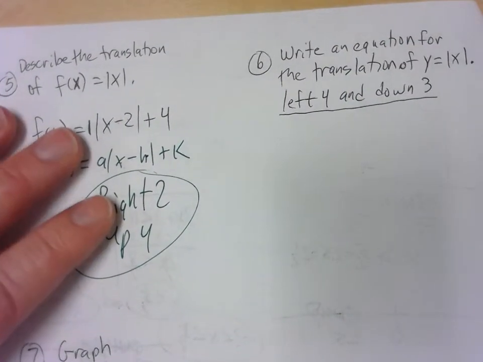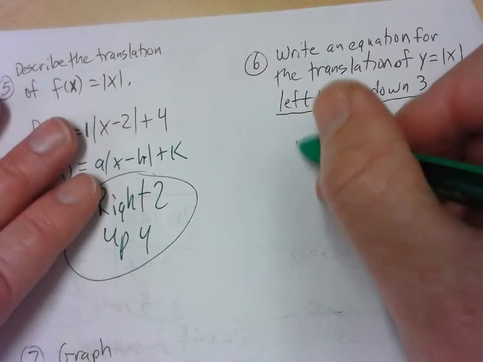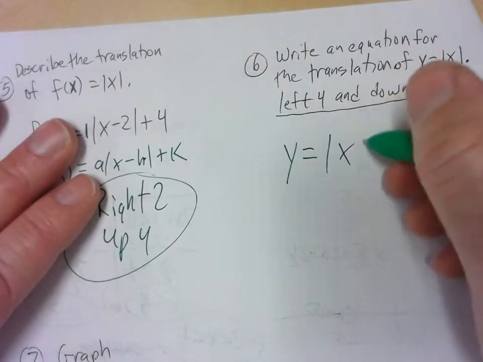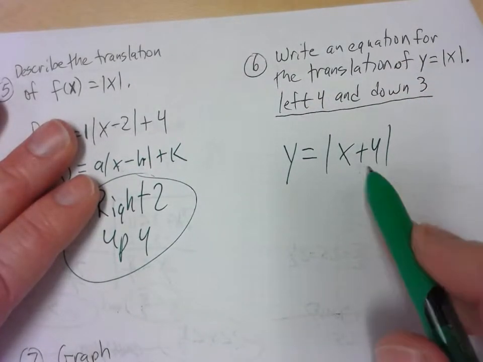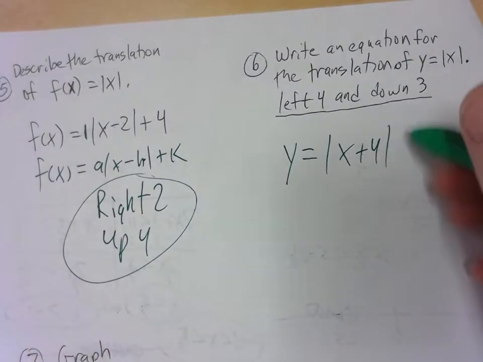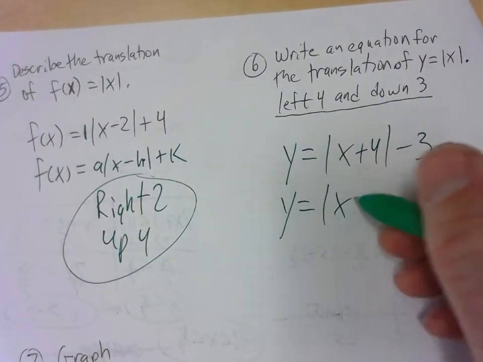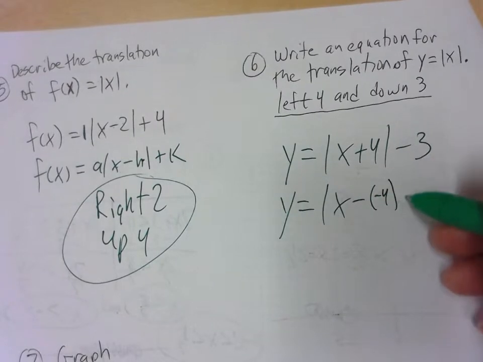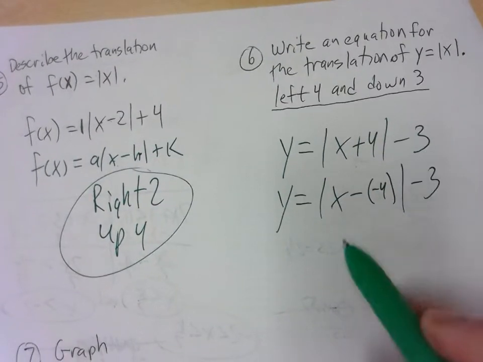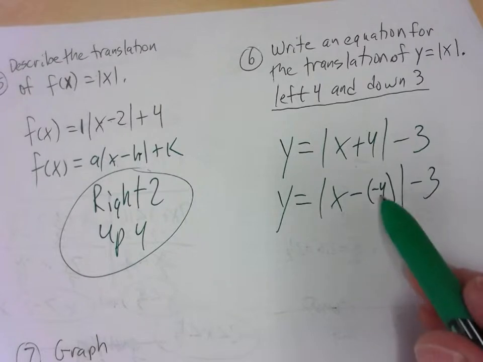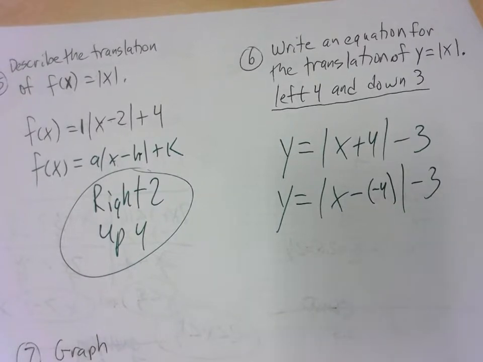Okay, so now we have to do left 4. Well, we're going to do that right now. So left 4 would be x plus 4. So there's a double negative you're not seeing there, and then down 3. So really what's happening here is it's x minus a negative 4 minus 3. So the double negative is positive, but see the h is negative, so it's left to the 4.